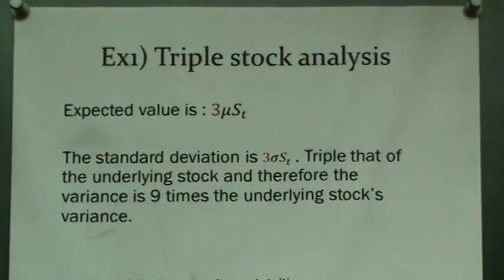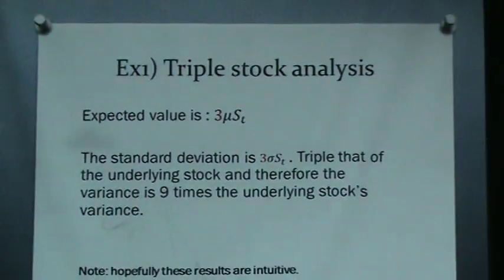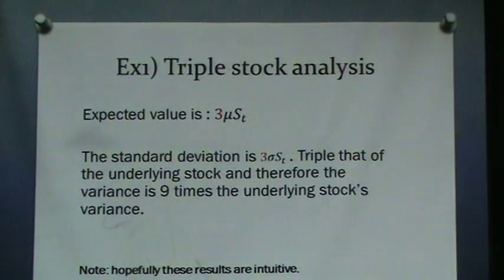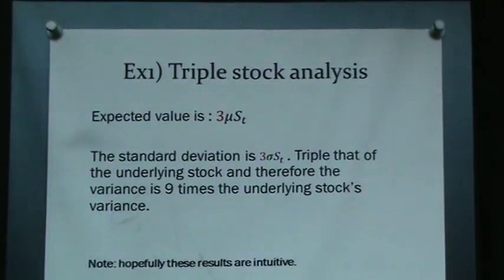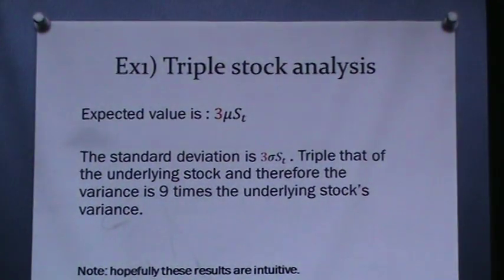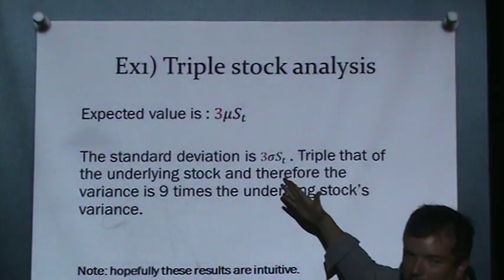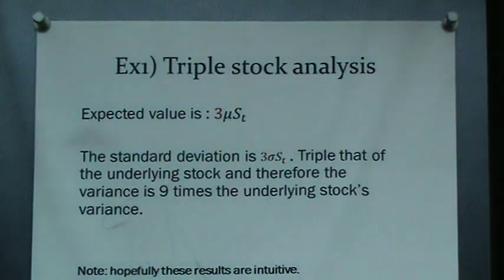What I mean by hopefully they're intuitive, the 3 times the expected value should be intuitive, the standard deviation should be 3 times, and we should expect it to be 3 times more off the average. And then based on our definition of variance, we should know that that ends up being 9 times more variance.